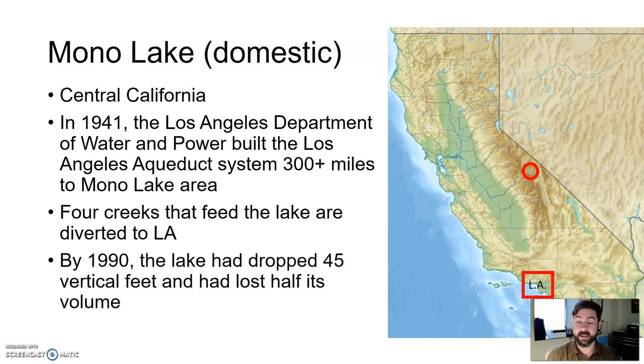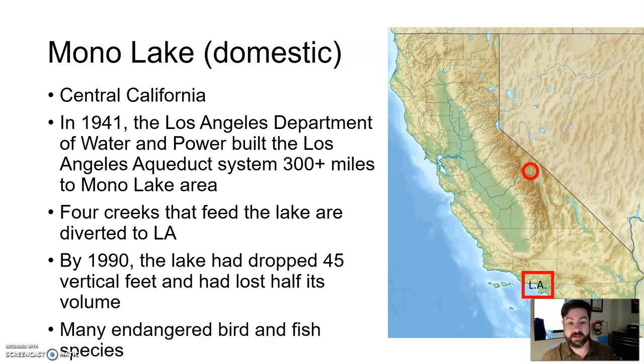By 1990, Mono Lake had dropped 45 feet, lost over half its volume. There are many endangered birds and fish species in this area. Think about that. LA needs so much water that they went 300 miles away to get it. If your city needs to get water from so far away, maybe you shouldn't be a city. Maybe that's not the best place to live.